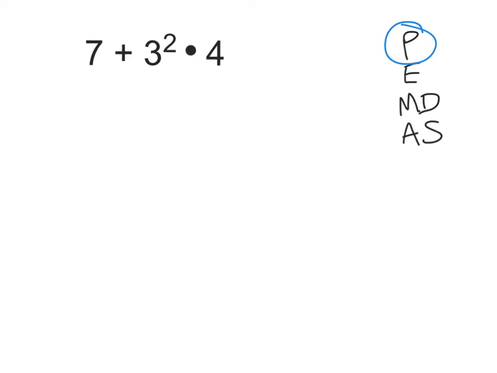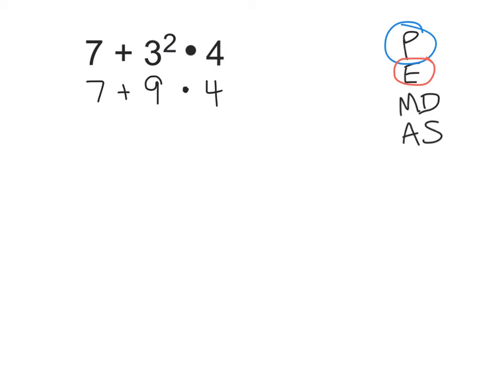So we will move right on down to the next option, exponents. 3 squared is a situation with an exponent. The exponent is 2, the base is 3. So we're going to simplify that first. All right, so we're going to leave the 7 alone. We're going to use our plus sign here, leave that. 3 squared means 3 times itself. So 3 times 3 is 9. And then we're going to leave the multiplication symbol and our 4.